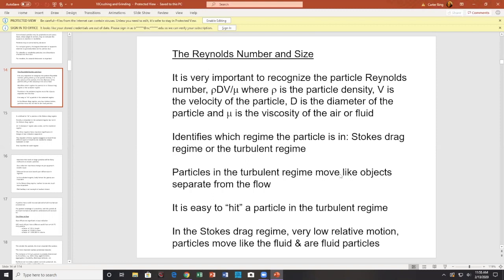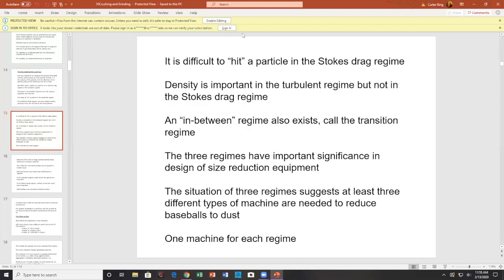There are two major regimes, the Stokes drag regime and the turbulent drag regime. In the turbulent drag regime, particles move like objects. Right? They flow separated from the flow. And it's easy to hit a particle in the turbulent regime. However, in the Stokes drag regime, particles move like the fluid and are basically fluid particles, with very slow motion in this regime. It's difficult to hit a particle in the Stokes drag regime. Density is important in the turbulent regime, but not in the Stokes drag regime. Viscosity is important in the Stokes drag regime.